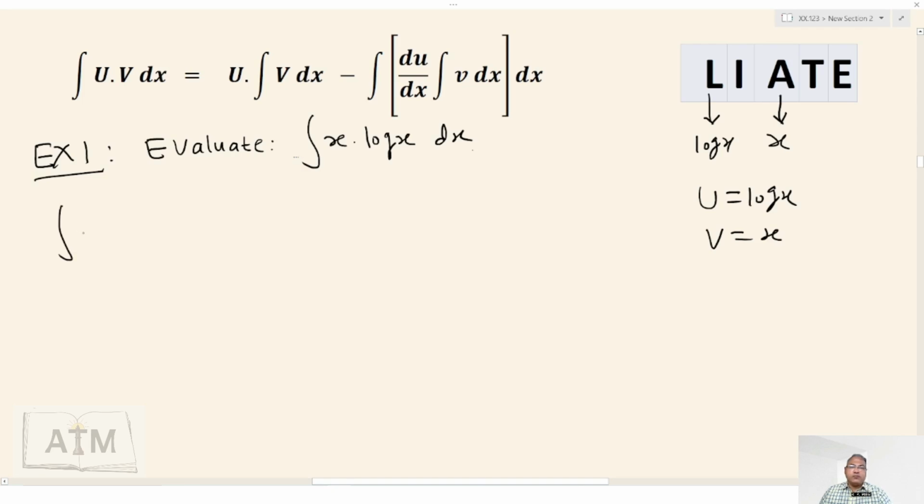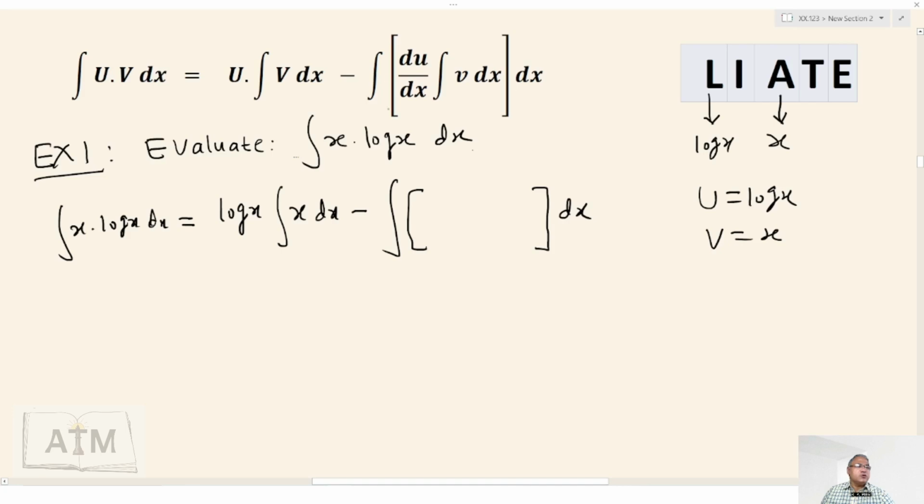So integration of u into v is nothing but u into integration of v dx minus integration of this box. What is inside the box? du by dx, integration of v dx. Whatever result comes inside this box, you have to do the integration once again. So integration of x into log x with respect to x. First of all, let us fit into the formula. What is u? Log x, integration of v dx, that is x into dx, minus integration of the box with respect to x. What is inside the box?